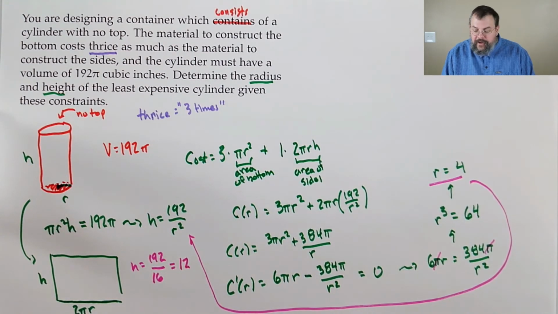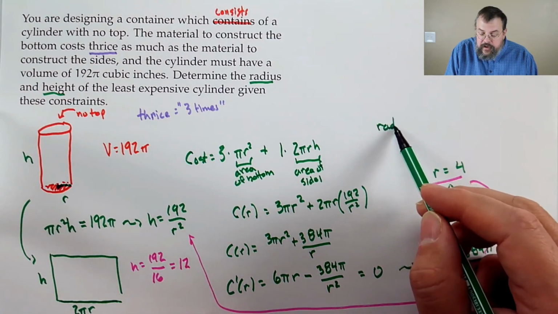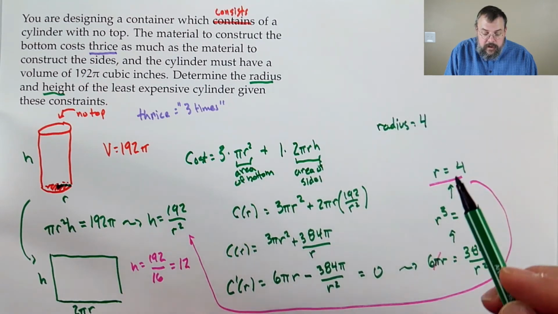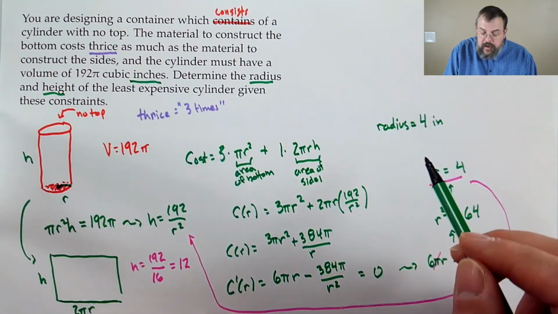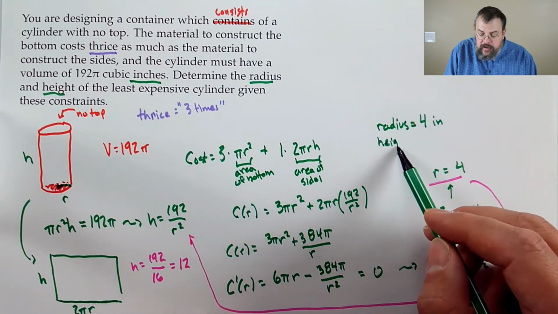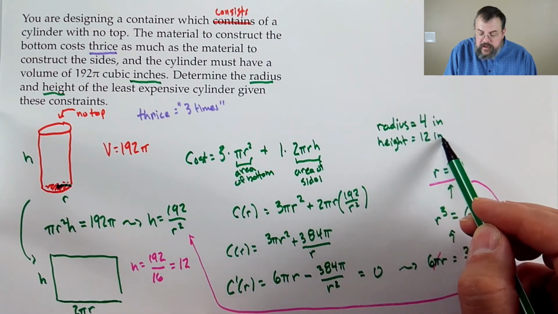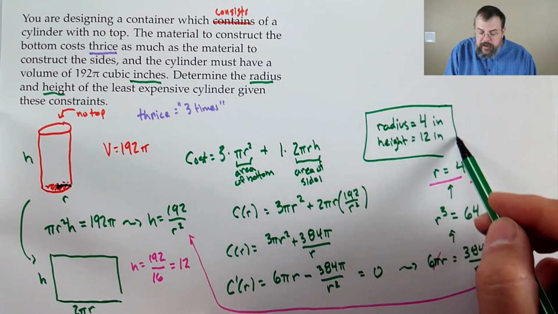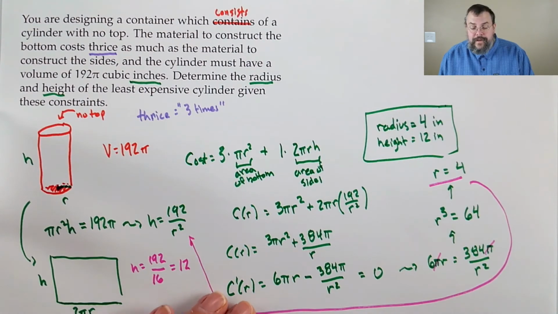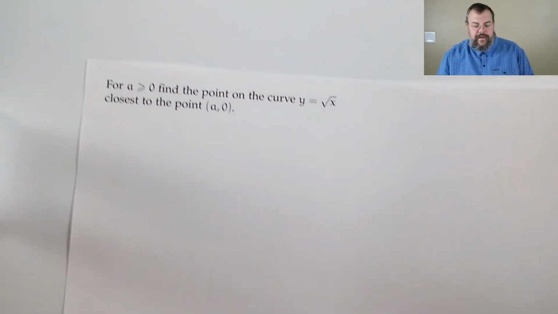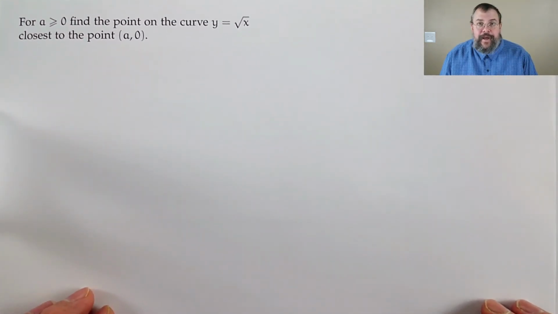Good. So our final answer, we can say that our radius should be 4, and 4 what? 4 inches, because we're measuring things in inches, and our height should be 12 inches. And there we go. Nice, clean answer. All right. Well, on to another problem. Okay. I think this might be our last one for now.